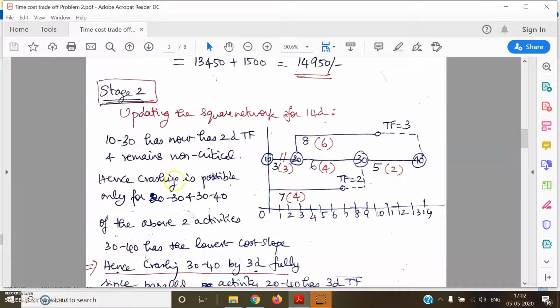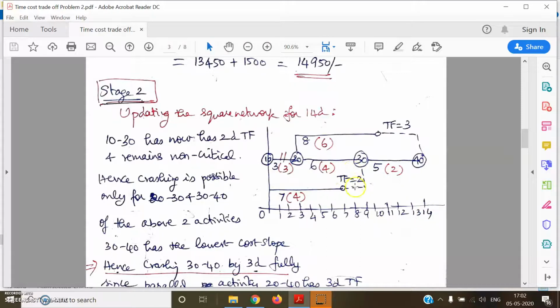In the second stage of crashing, we have to update the network. Unless we update, we will not be able to understand or proceed further with the crashing process. So we'll update the network by incorporating the change that we made in stage 1. Now 10-20 has completely exhausted all its crashing: the normal time has become equal to the crash time, and no further crashing is possible. The remaining activities are the same as they were originally, and the project duration is now 14 days.